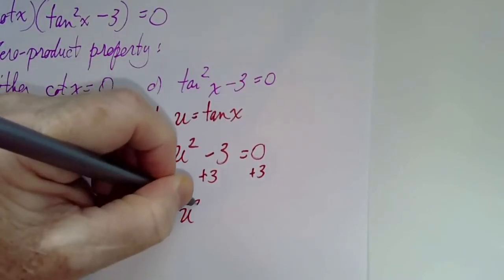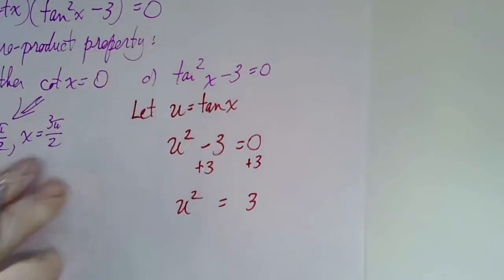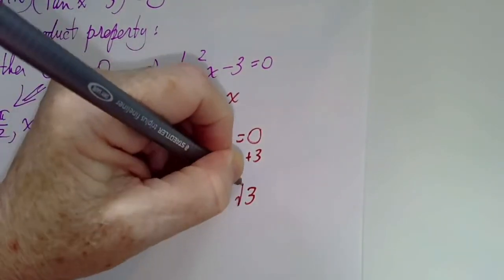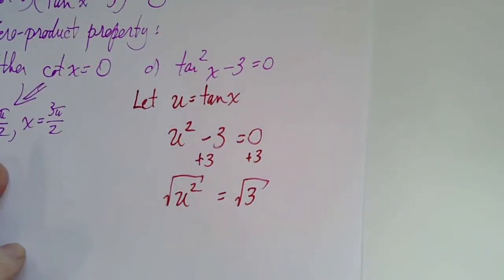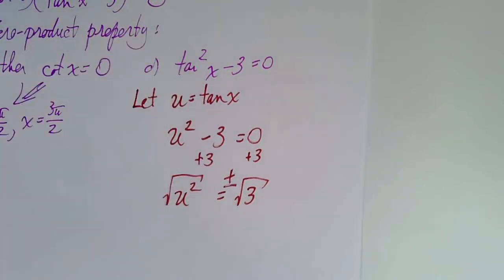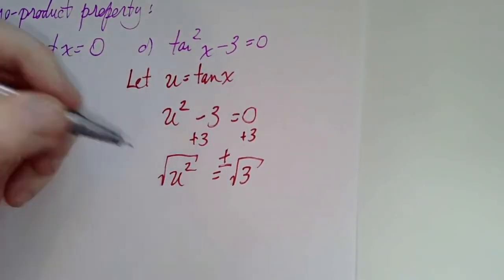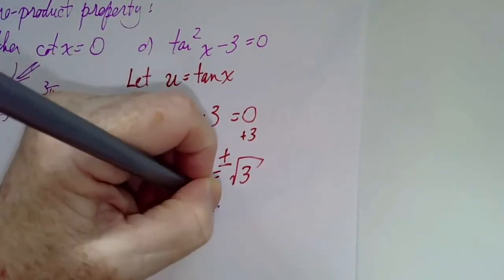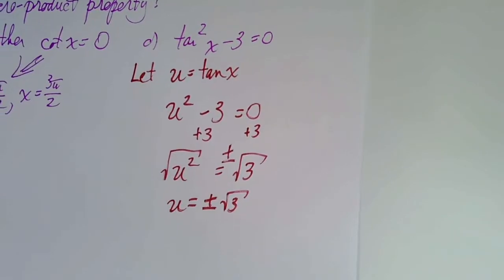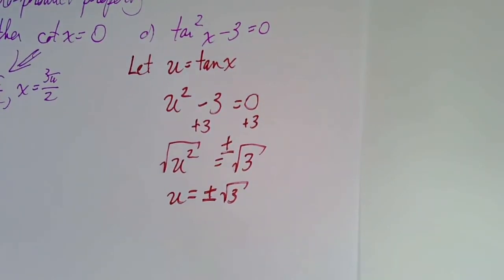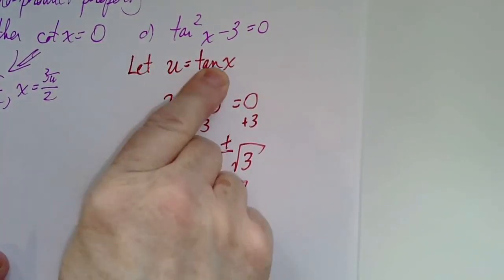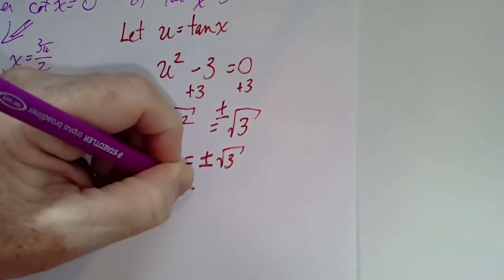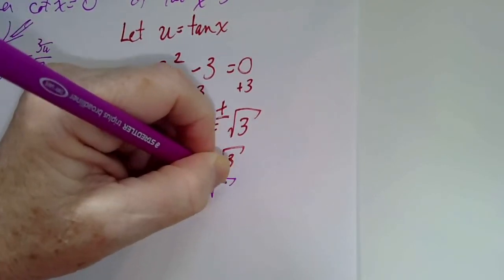So I have u squared equals 3. To get to u, I need to take the square root. But I'm taking the square root of both sides of an equation, so I need a plus or minus. Square root of u squared is u. So u is equal to plus or minus the square root of 3. But now let's back substitute. Let's replace u with tangent x. So tangent x equals plus or minus the square root of 3.